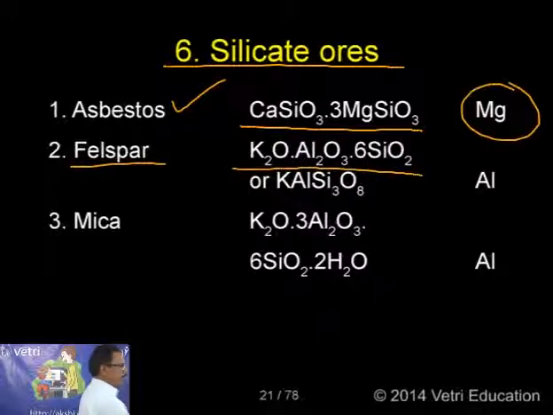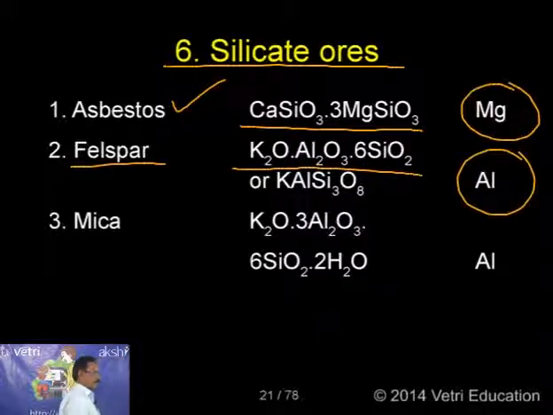So K2O.Al2O3.6SiO2, or another way, KAlSi3O8. Mainly aluminum is the metal source we are getting from this feldspar. We are extracting aluminum profitably from this silicate ore feldspar.